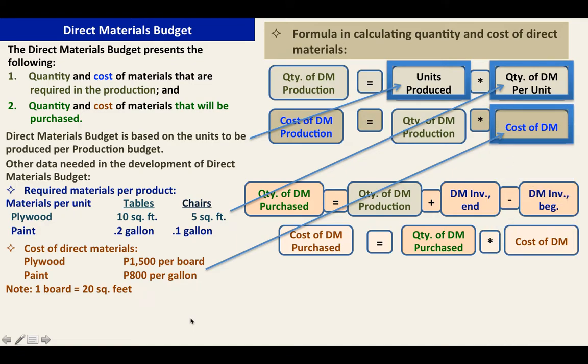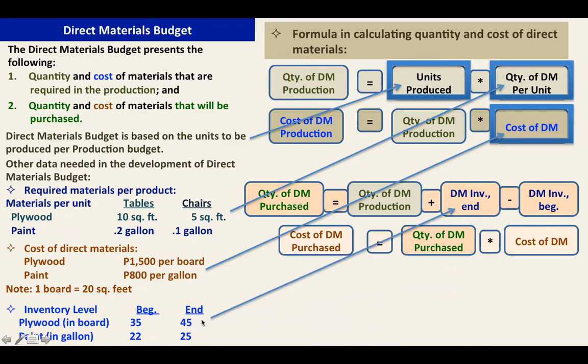And lastly, what we need is the inventory level. So we need to have the beginning inventory of each material, in this case, plywood in board and paint in gallon, and the desired ending inventory. Okay, class?